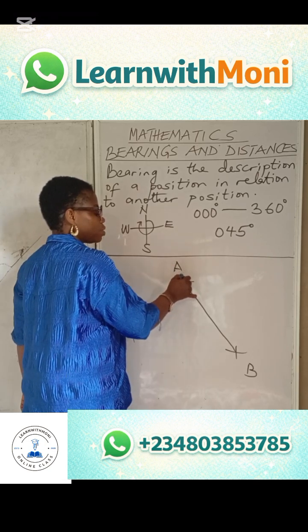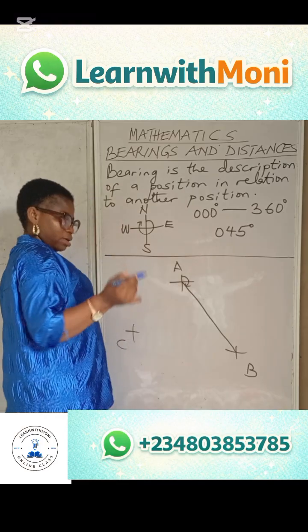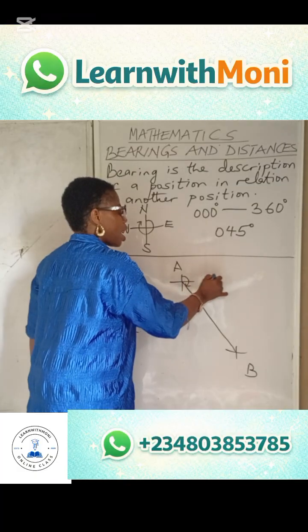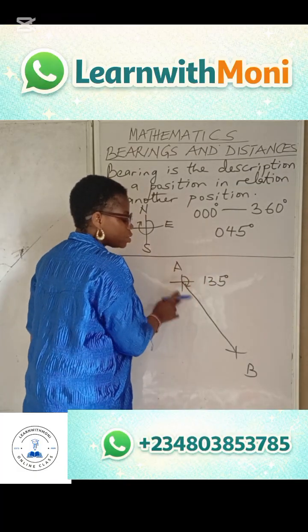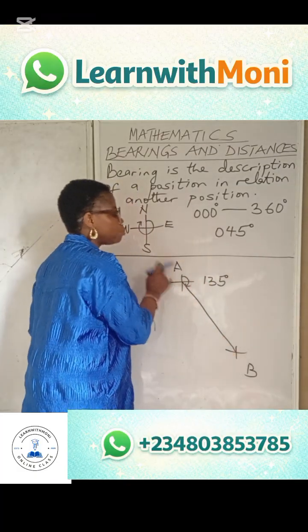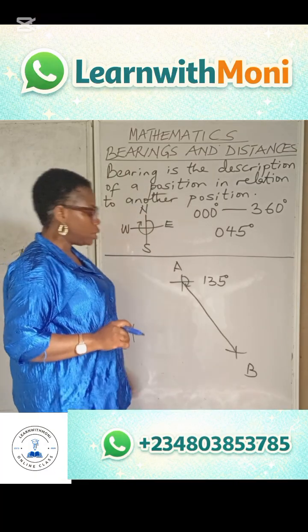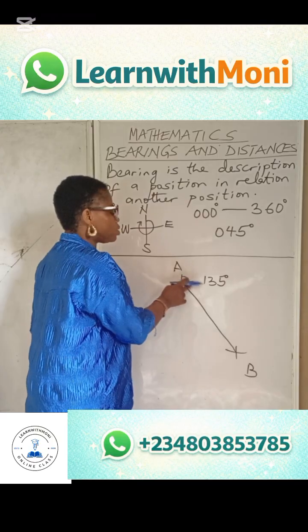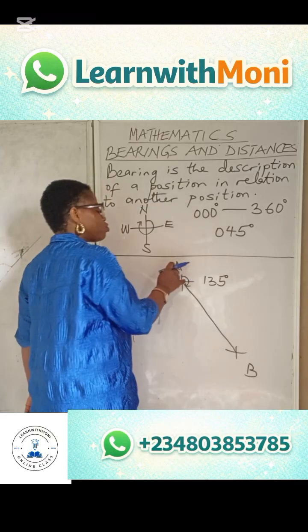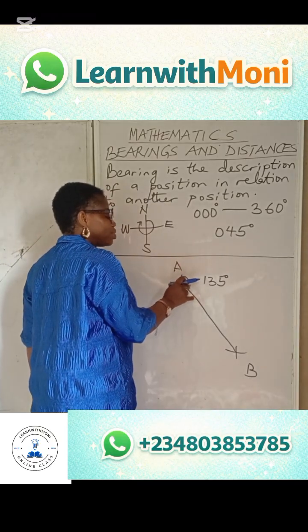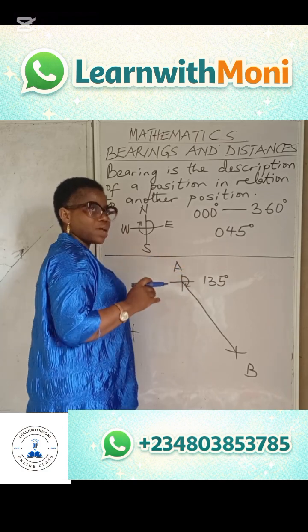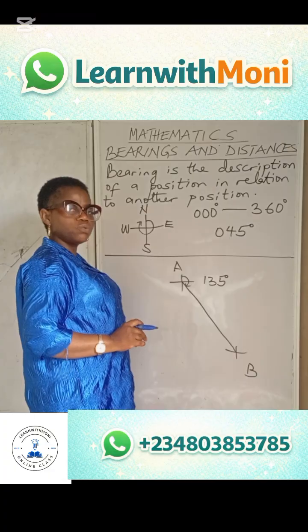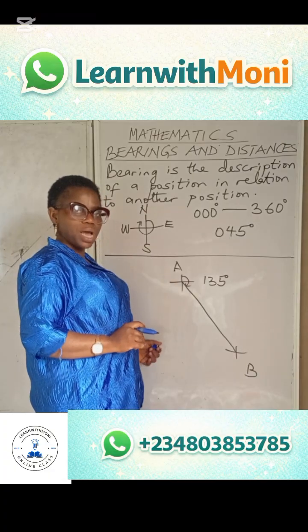Reading it up to this point, I can say I have about 135 degrees as the bearing of town B from town A. The bearing of town B from town A is 135 degrees, which means I have to turn 135 degrees from the north pole at town A for me to be on a straight line with town B. This is what we call bearing.